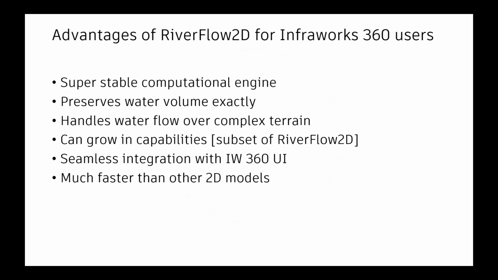Next slide, just to summarize some of the advantages of RiverFlow2D for InfraWorks. It's a super stable computational engine. It almost never crashes, if you could say it that way. It preserves water volume exactly, so it conserves the actual volume of water, which is an issue in some other models. It can handle water flow over any terrain, even vertical walls. And it has the potential to grow in capabilities because we have many other features in the RiverFlow2D model, and some of them are being implemented as we speak and will become available in future versions.